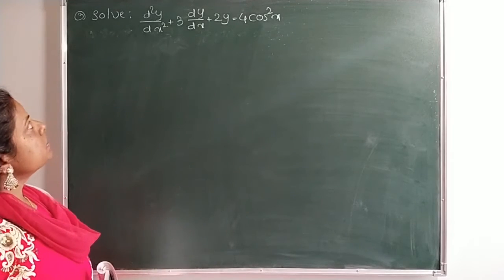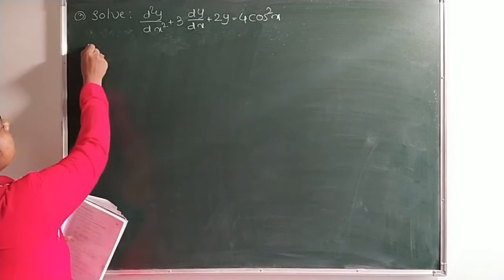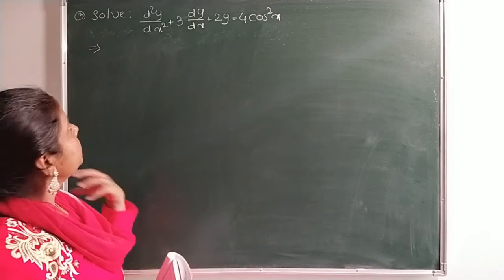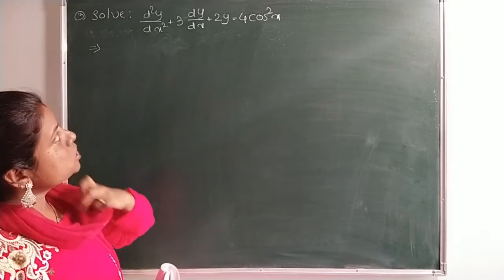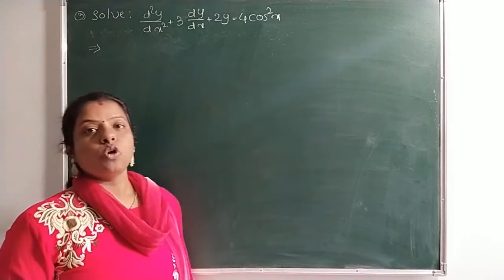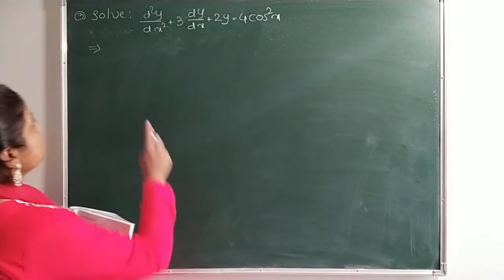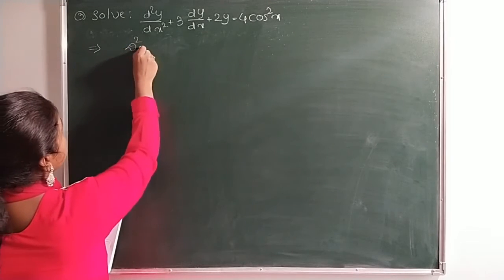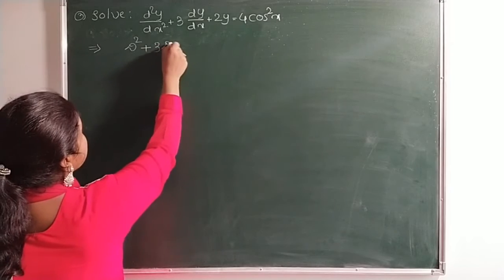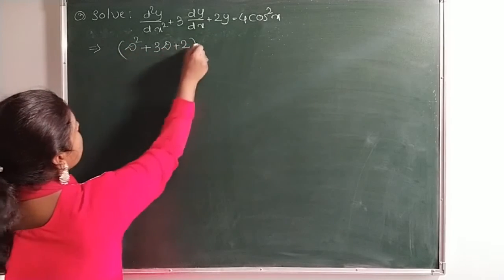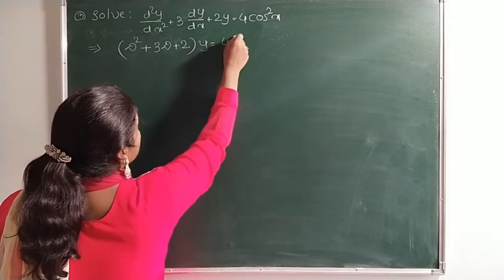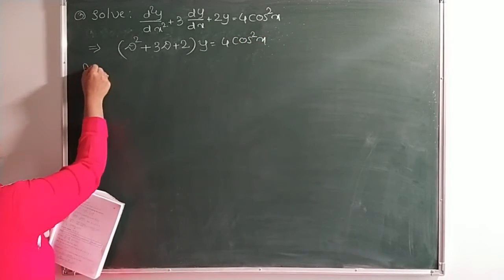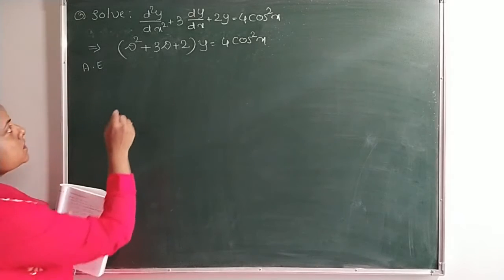The next example on type 2, that is d square y divided by dx square plus 3 dy by dx plus 2y is equal to 4 cos square x. This d square y by dx square we have to write in the form of (D square plus 3D plus 2) into y is equal to 4 cos square x.